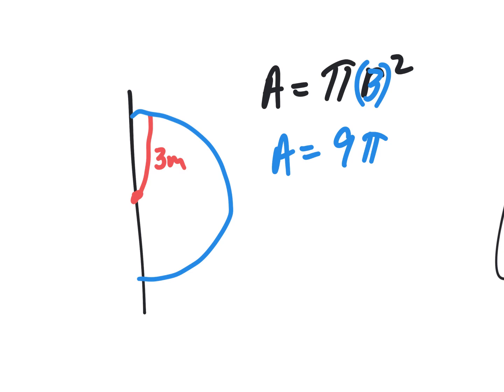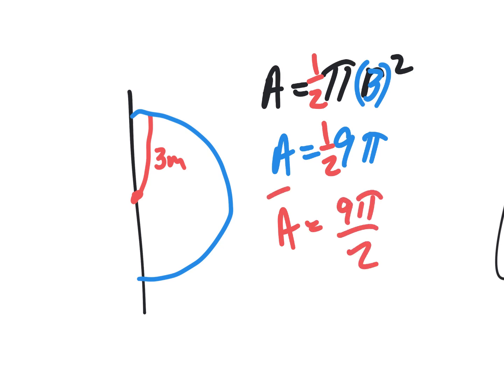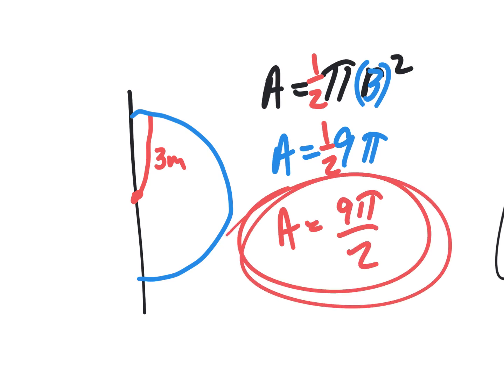You divide by 2. So really we should have said our area is 1/2 of all that. And then our area would be 9 pi over 2. Does that make sense to you guys? Okay, that was a little too easy.